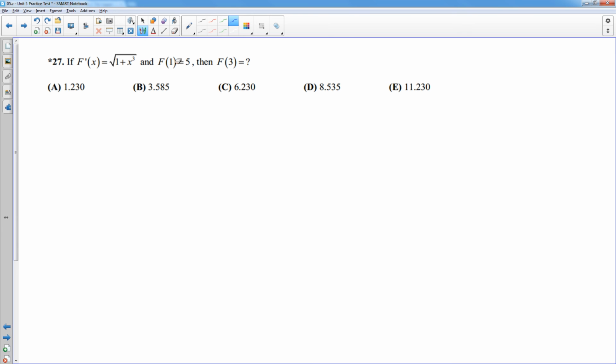Okay, this one's probably my favorite kind of question. We're given the rate of change, f prime, an initial condition, and they want to know f of 3.